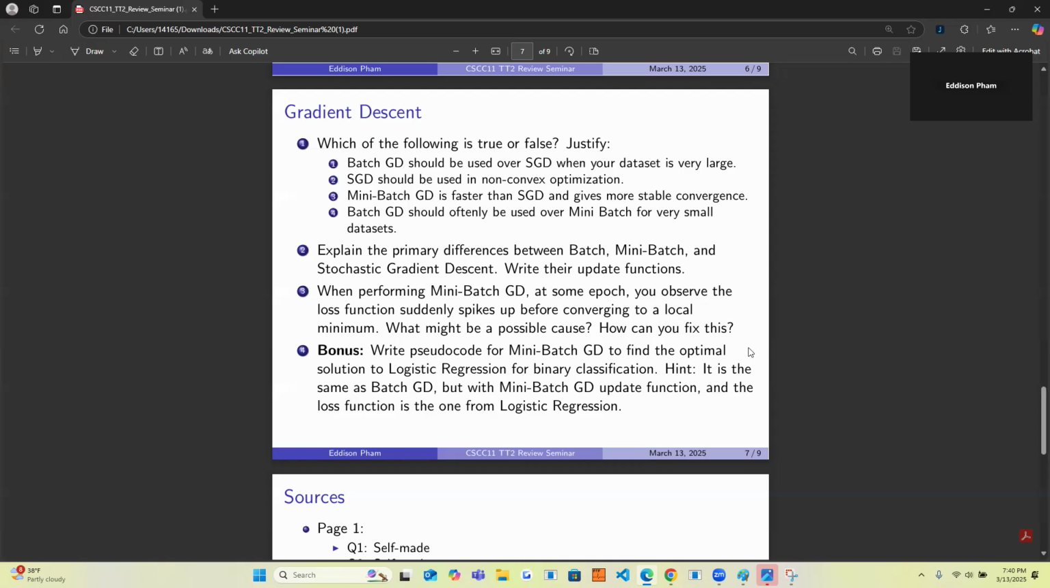Explain the primary difference between batch, mini batch, and stochastic gradient descent and write their update function. So let's start with the first part. Can anyone tell me the difference between batch, mini batch, and stochastic? I think I already explained much of the primary differences in the previous question. But can we just reiterate what they were? I'll give you guys a couple of seconds to type it in the chat.